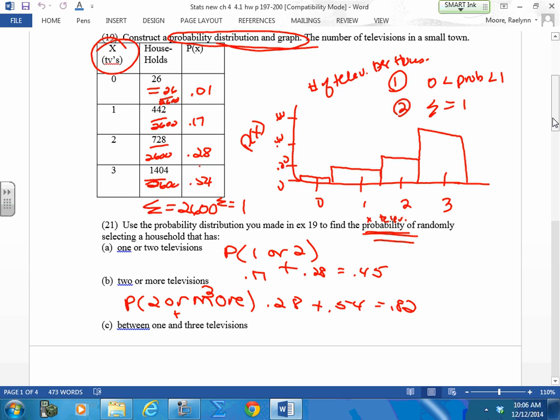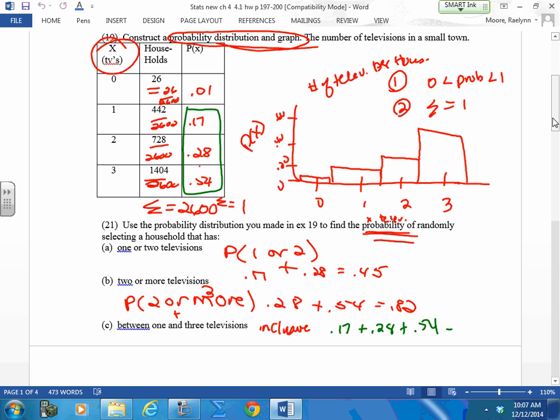Between 1 and 3. Did it say inclusive? I didn't write that down. It did say inclusive. What does the word inclusive mean? Including. You include. So, I want between 1 and 3 inclusive. I add those pieces up.